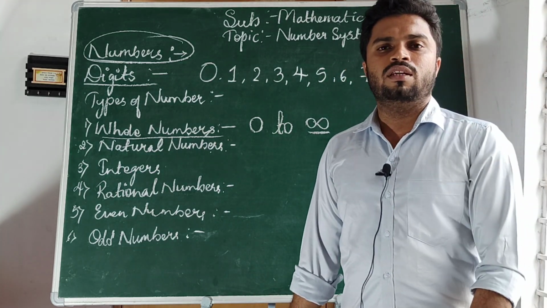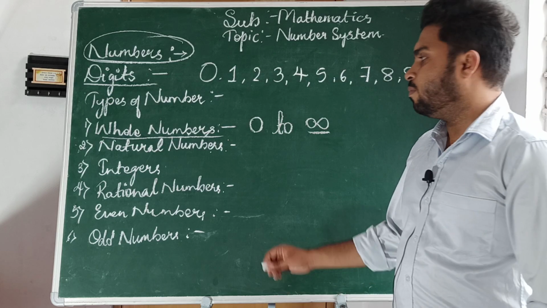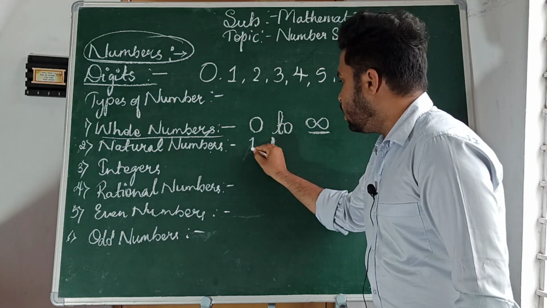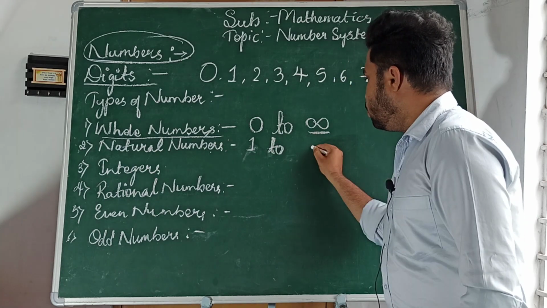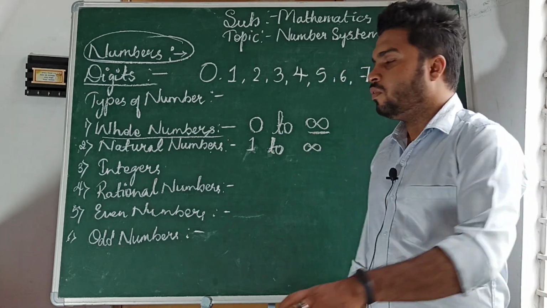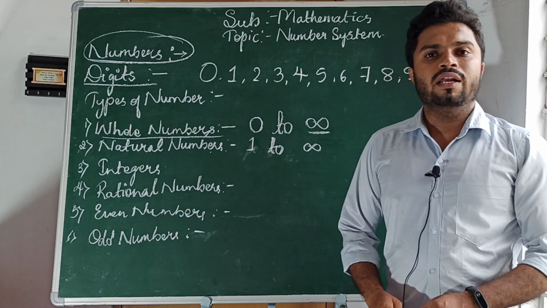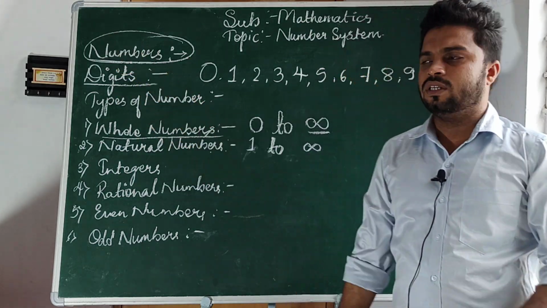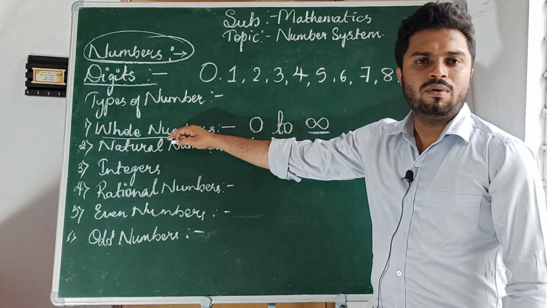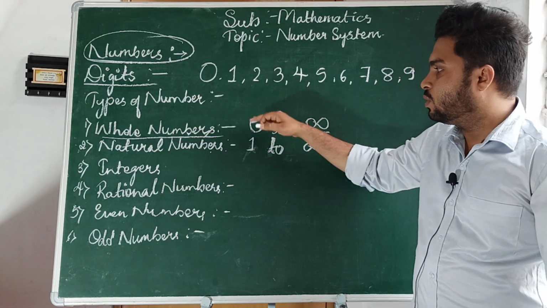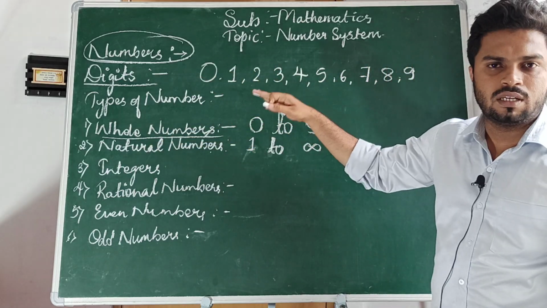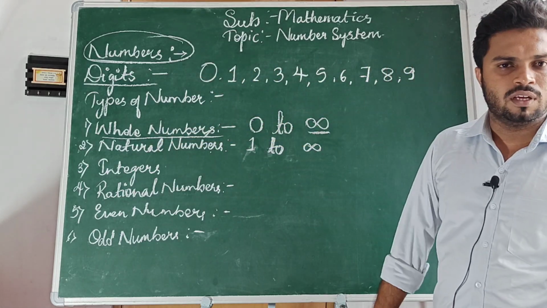Now what are natural numbers? Natural numbers are the numbers that start from 1 to infinity. See here, 1 to infinity. I told you infinity is nothing but uncountable, from 1 to 10, 100, 1000, 10,000, like that. So whole numbers are the numbers that start from 0 to infinity. Natural numbers are the numbers that start from 1 to infinity.